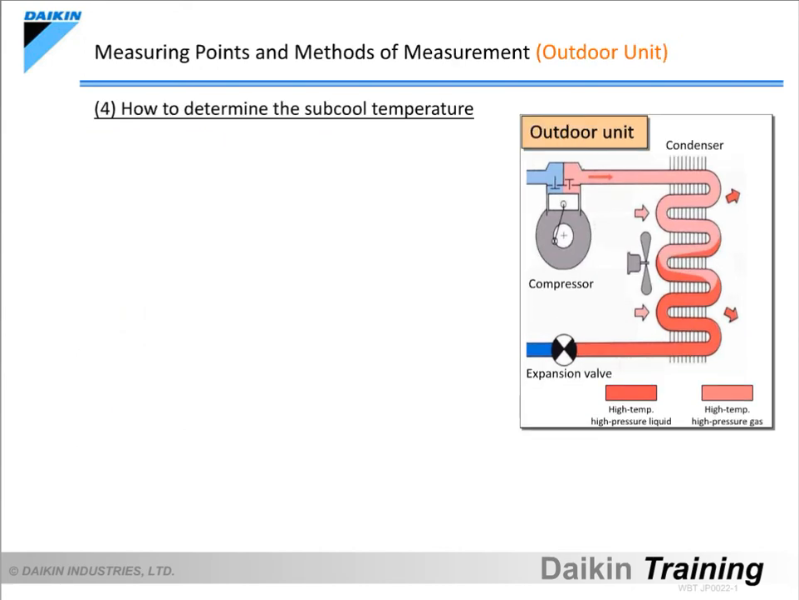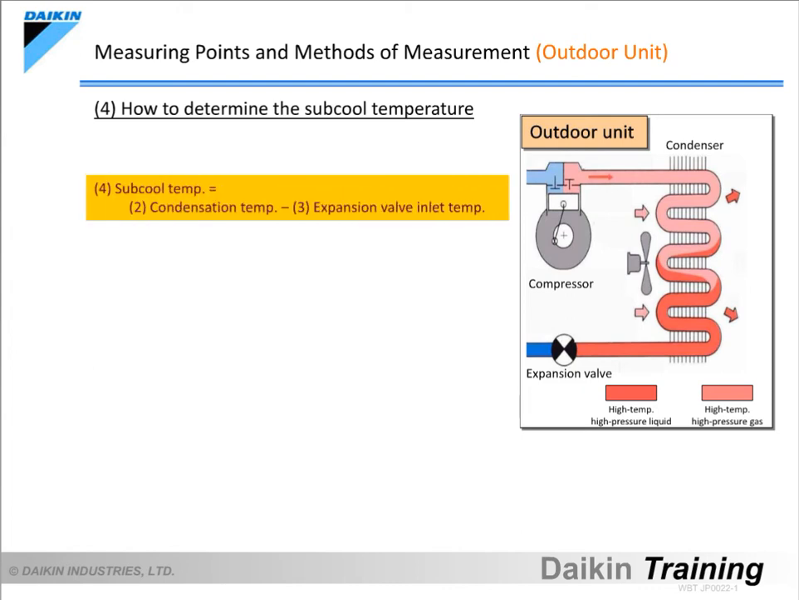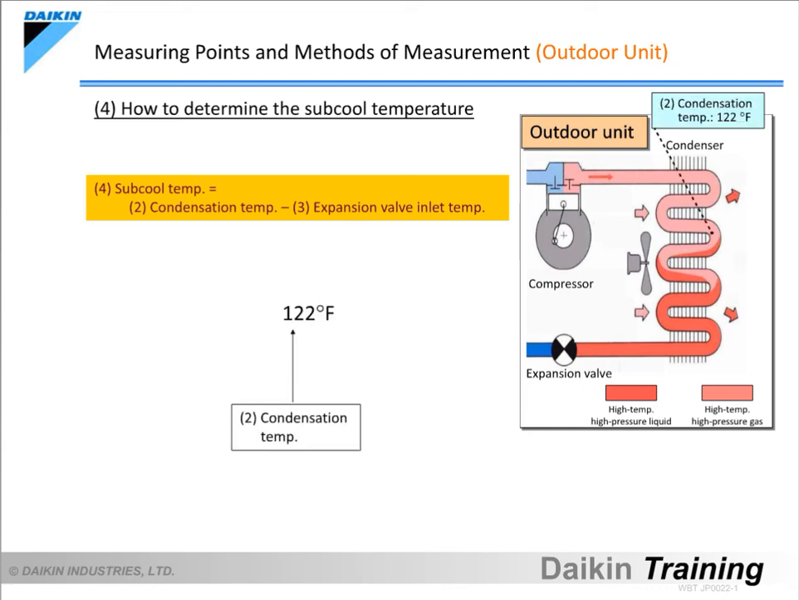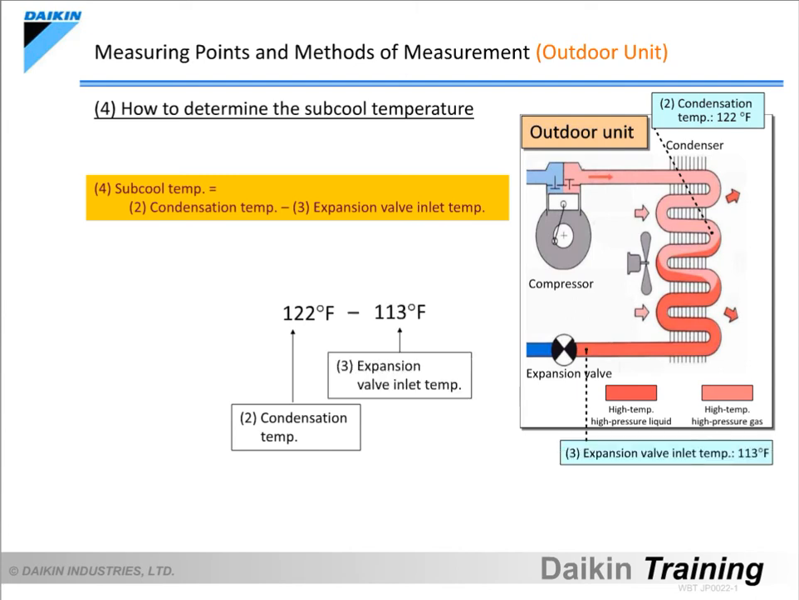Let's now determine the subcool temperature. We can find this out from the difference between the condensation temperature and expansion valve inlet temperature. The condensation temperature is 122 degrees Fahrenheit, and expansion valve inlet temperature is 113 degrees Fahrenheit. Therefore, the subcool temperature is 9 degrees Fahrenheit.